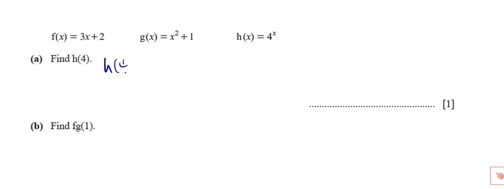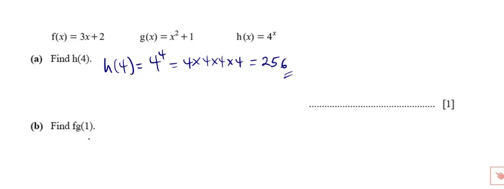So I have h of 4 equals 4 to the power of 4, because you can see h of x equals 4 to the power of x. So it means that anywhere we will see the variable x, we are replacing it with 4. So that's why we're having this, which is equal to 4 multiplied by itself 4 times, which is 256, and that's the answer to the first question.